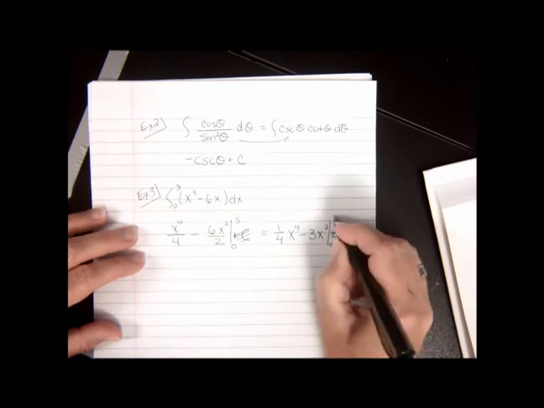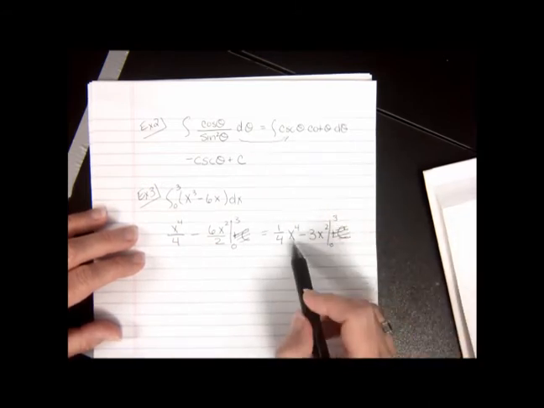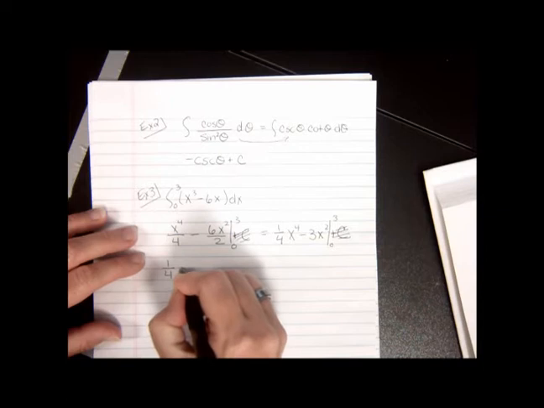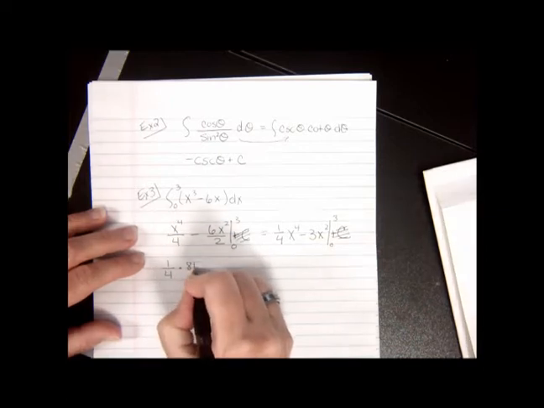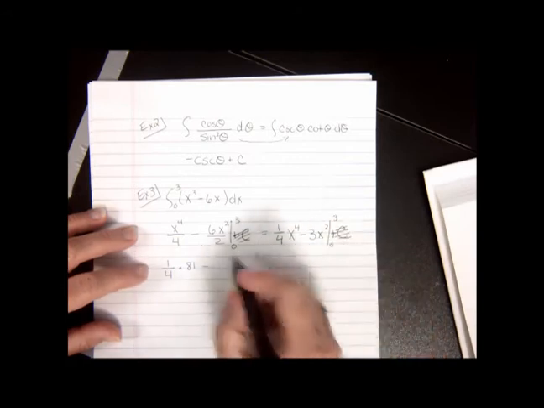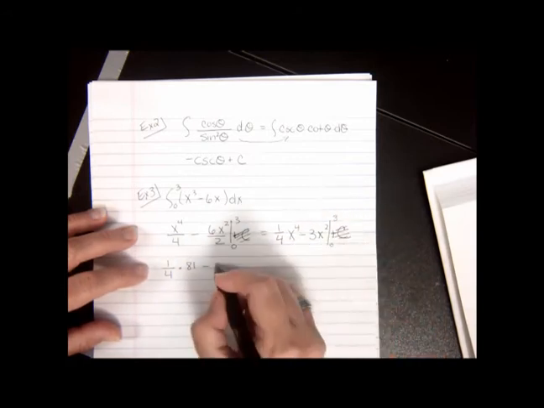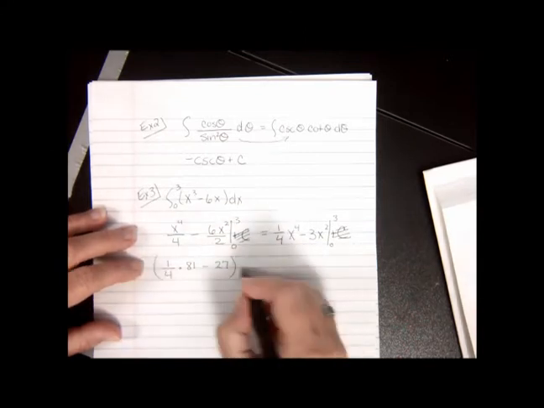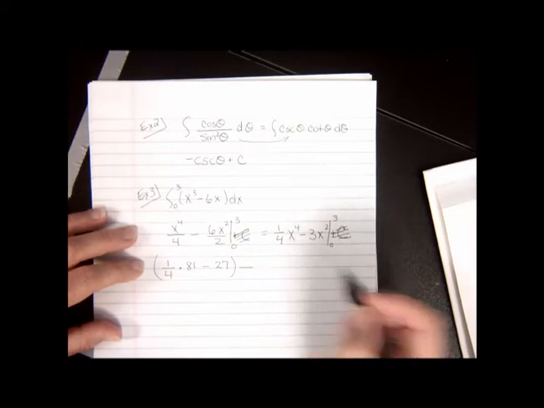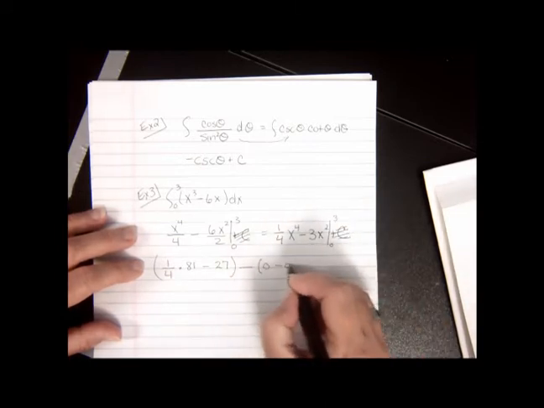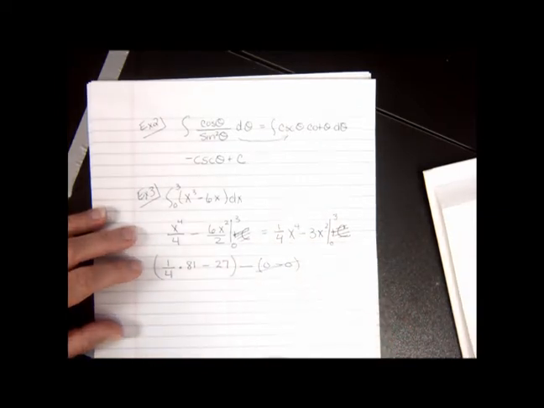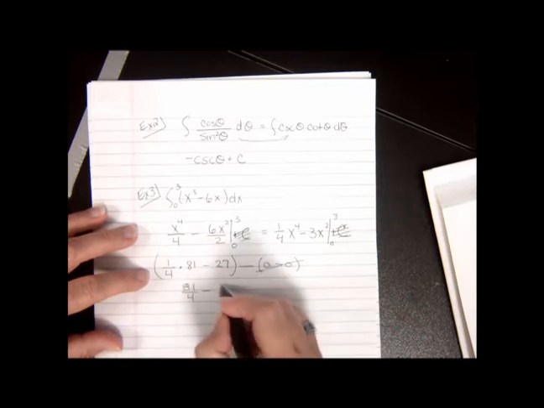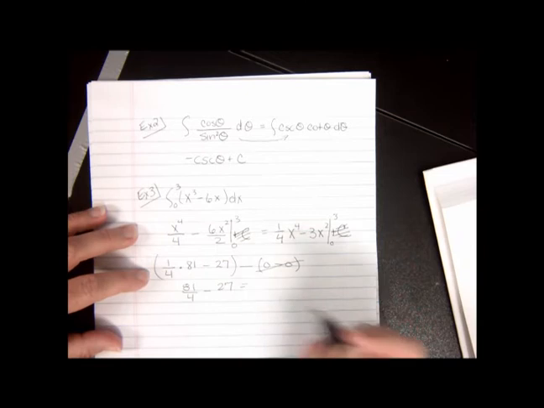Okay. Now let's plug this in. 3 to the 4th is 81. So I'm going to have 1/4 times 81 minus 3 times 9, which is 27. And I'm going to subtract from that my zeros, so it's going to be 0, 0. So that's gone. Okay. So now I have 81/4 minus 27. And if I put that in my calculator, I'll get negative 6.75.